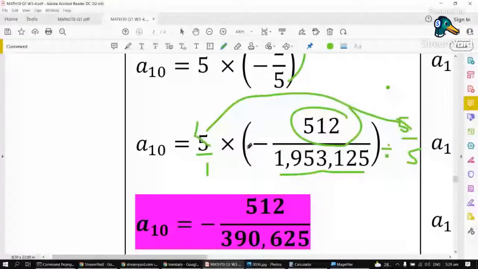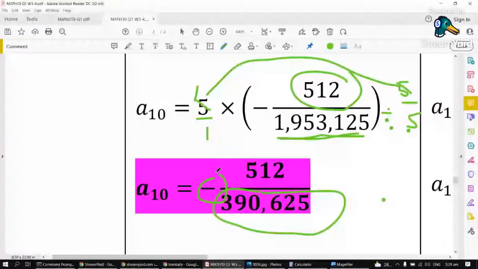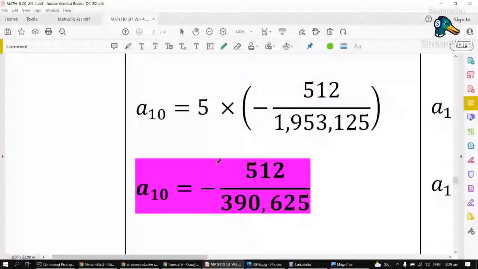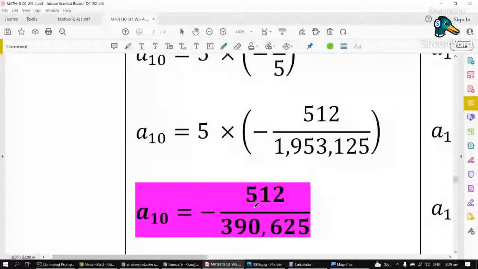1 times any number is 1. And then 1,953,125 divided by 5 is equal to 390,625. Of course, negative, no? So, huwag natin kalilimutan yan. Kailangan maingat tayo sa positive or negative. Bakit naging negative to? Kasi positive times negative is negative.